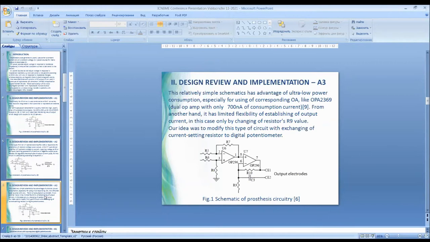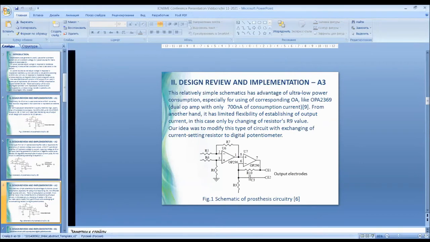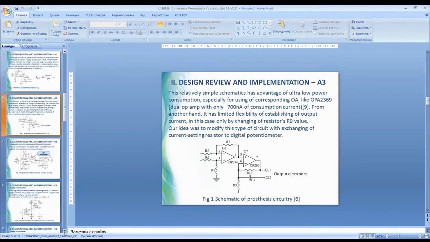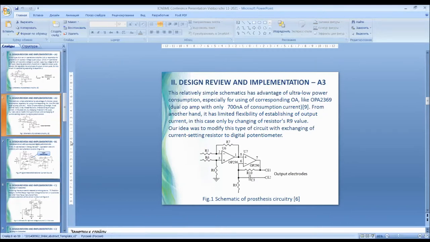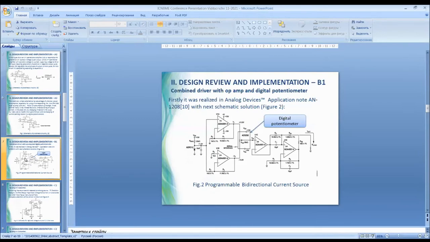This solution has benefits like low general power consumption, especially when using ultra low power operational amplifiers like the OPA2369. But it does not have flexibility. For example, if you need to change the output current, you need to change the resistance of R9 every time. So next, we checked another application with a combination of an operational amplifier and a digital potentiometer.